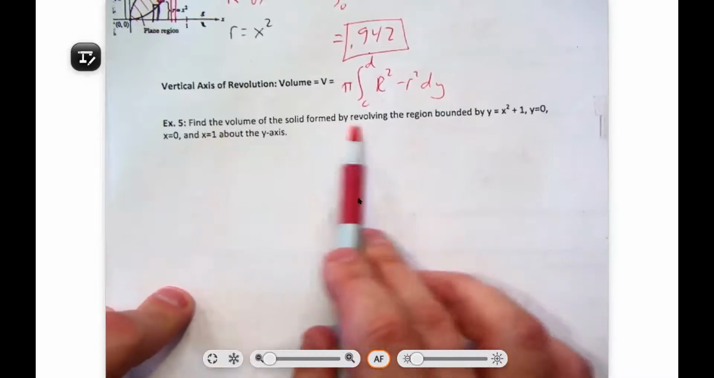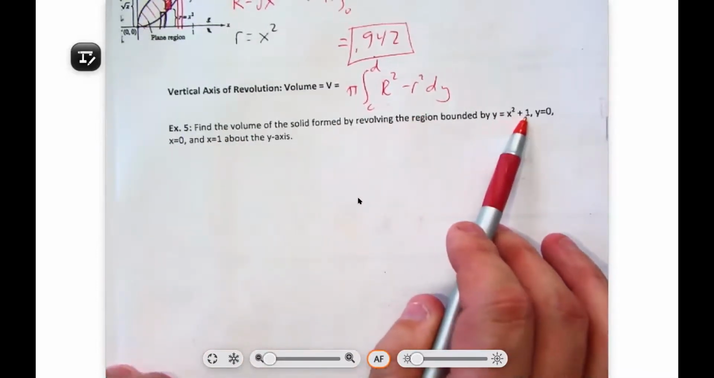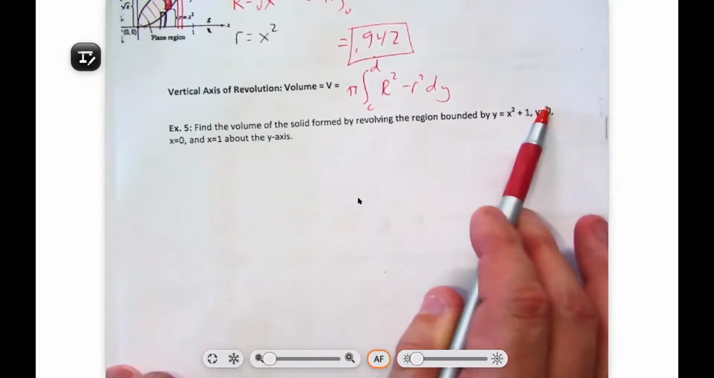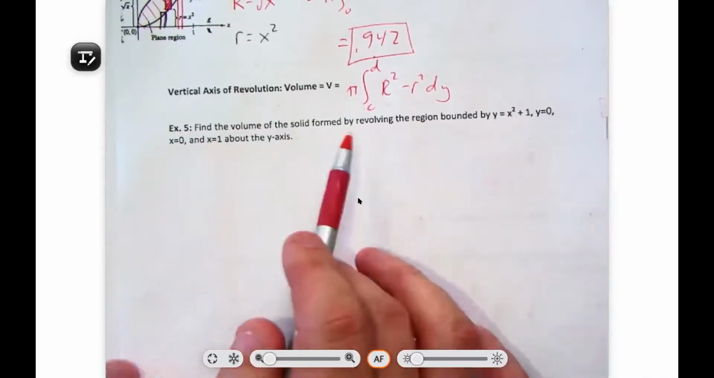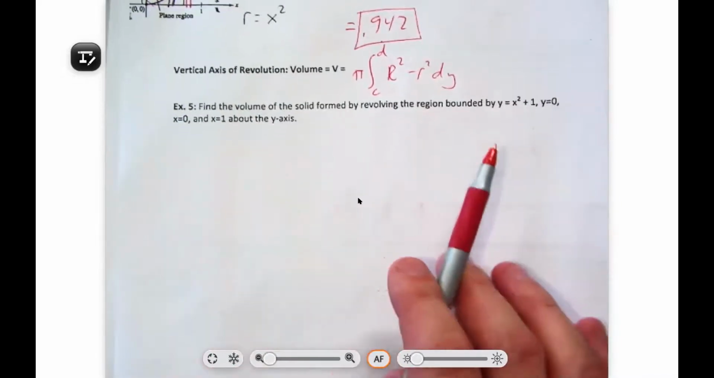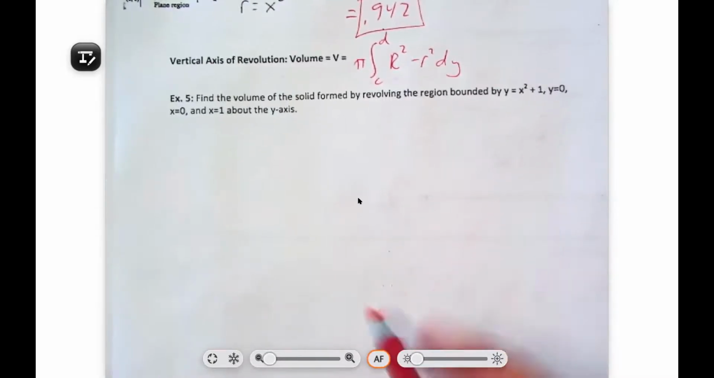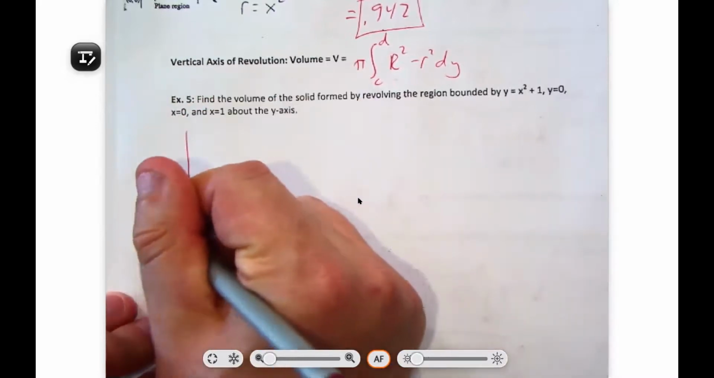Find the volume of the solid formed by revolving the region bounded by y equals x squared plus 1, y equals 0, which is the x-axis, the y-axis, and x equals 1 about the y-axis. So on this one, we actually have to create our region. Just got to graph a little bit.